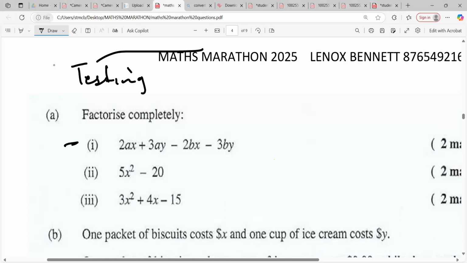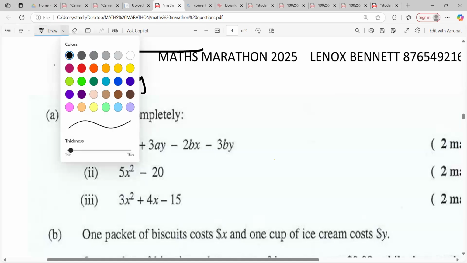So let me make this a little bit smaller. It's kind of thick. All right.